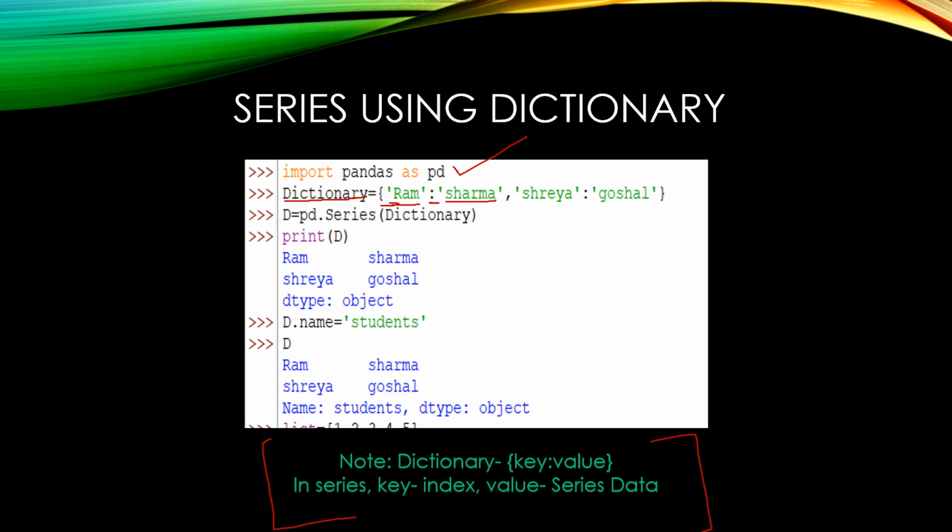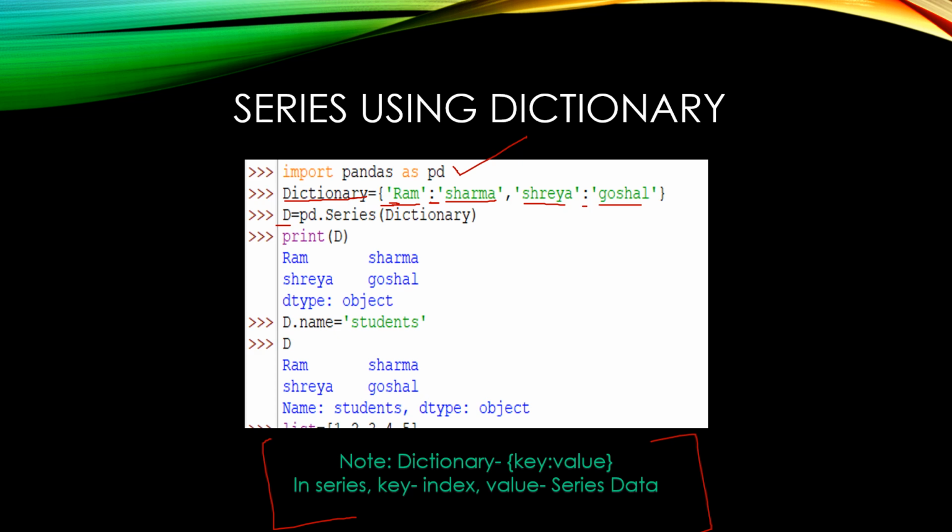Similarly, we have taken Shreya as the keyword, colon, we have taken Ghoshal as the last name which is the value. Then we have created an object D equals to pd.Series. pd.Series is used to create series as we have studied earlier. And in the parentheses, we have put the dictionary object which we have created earlier.